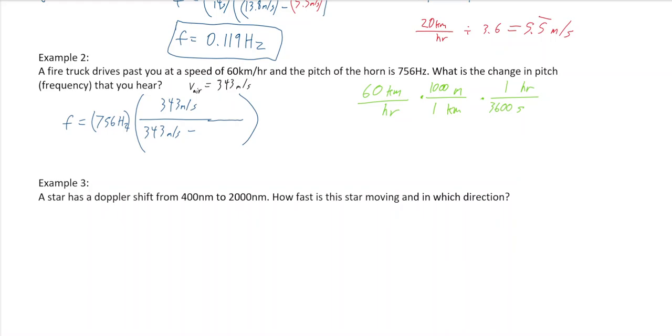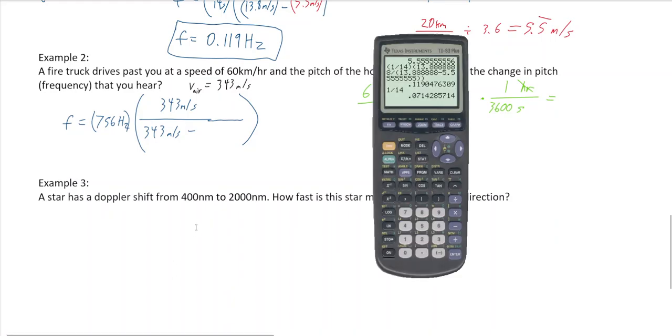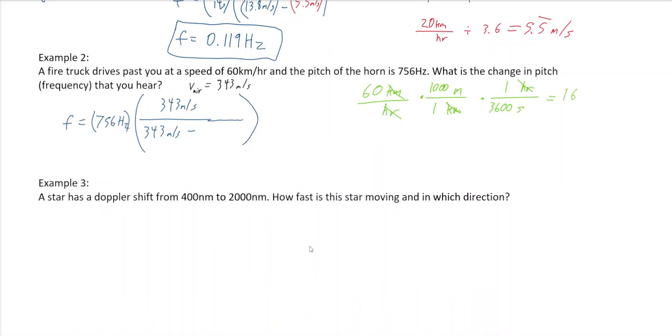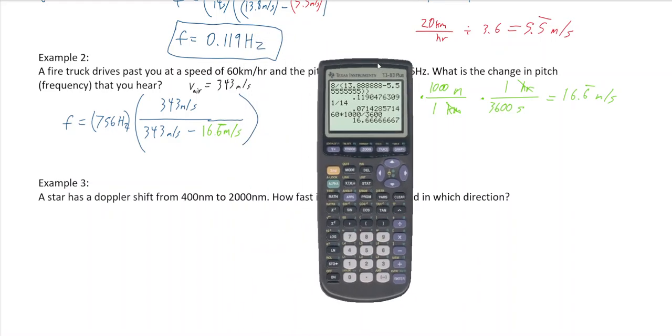So just like the last question, you want kilometers to cancel, hours to cancel. Now I have meters per second. So we get 60 times 1,000 divided by 3,600. And we get 16.6 repeating meters per second. Okay, so we can put that in here, 16.6 meters per second, and I'll leave it as repeating just so we can avoid having a sig-dig error.